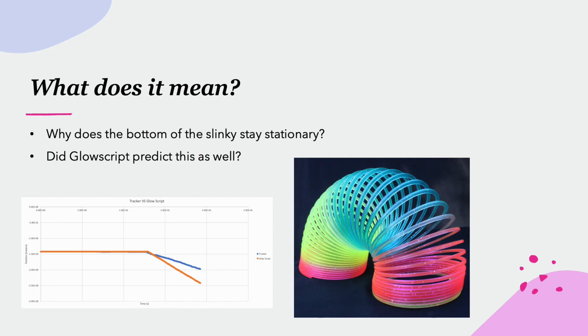So what does it mean? Why does the bottom of the Slinky stay stationary? Well, as previously discussed, there are equal and opposite forces acting on the Slinky. So the bottom does not move until the tension has changed for the bottom. The bottom knows that there's been a change once the top reaches the bottom and it starts to compress it. And GlowScript predicted this correctly. It does because, as you can see, at the beginning it stays stationary and they both start to move down around the same point.